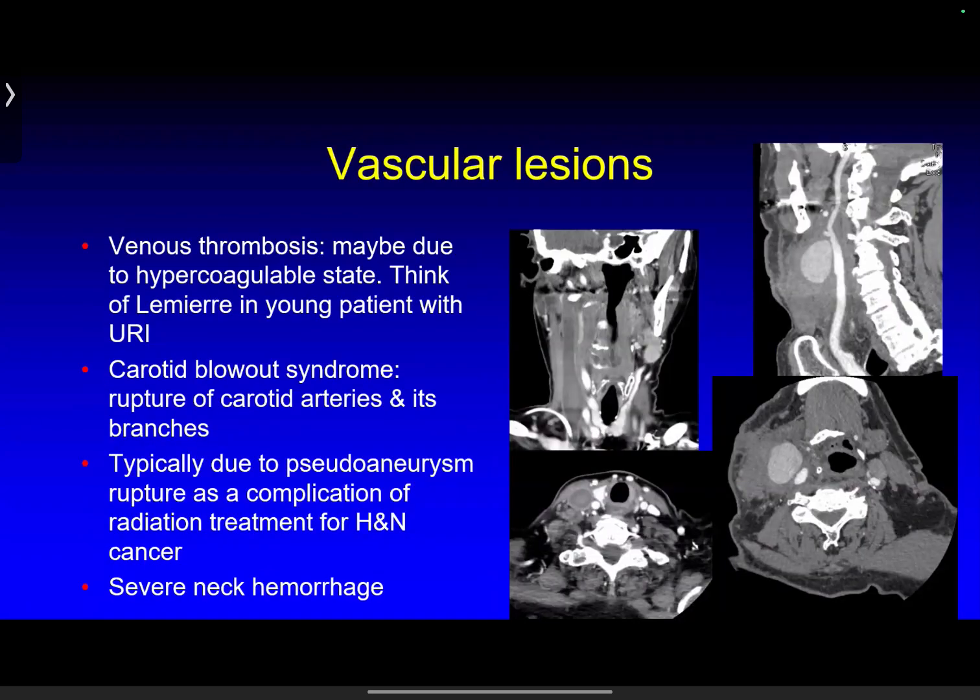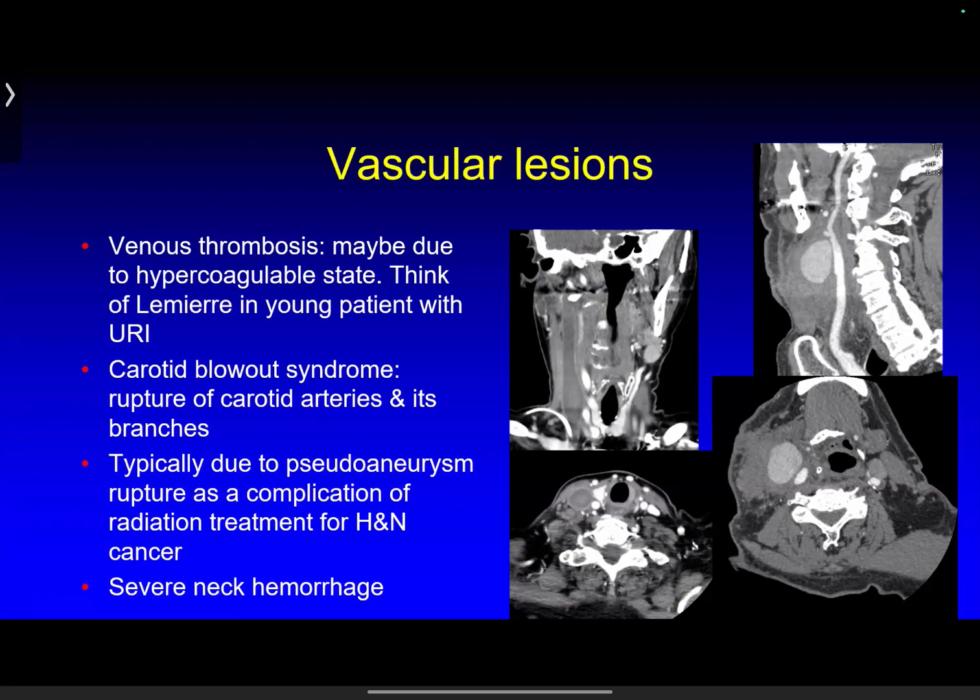And lastly, vascular lesions can bring the patients to the ER. Venous thrombosis is not uncommon. You may see it in the hypercoagulable patients. This was a patient with colon cancer who presented to the ER with right neck pain. And you can see that there is a filling defect completely occluding the right internal jugular vein along its entire length. So, right internal jugular vein thrombosis. If you see this in an otherwise healthy young patient, think of Lemierre's.